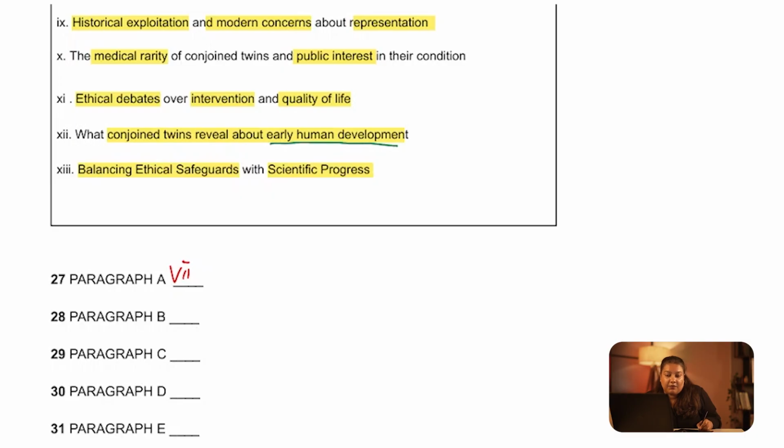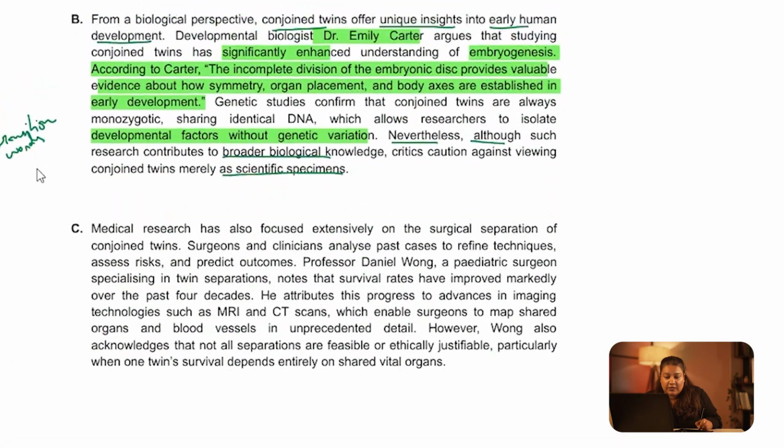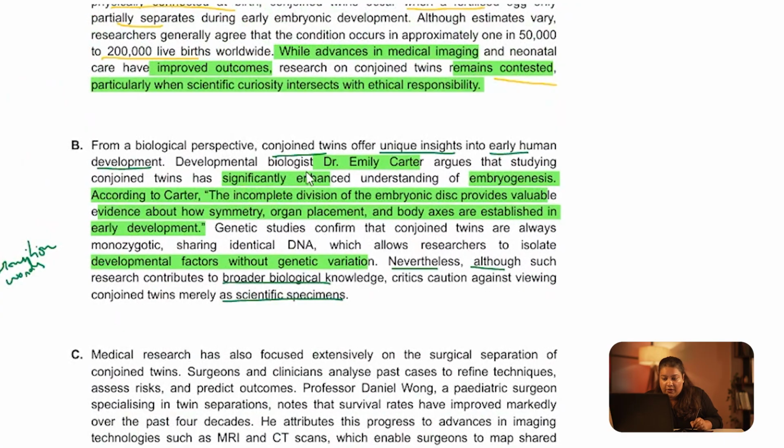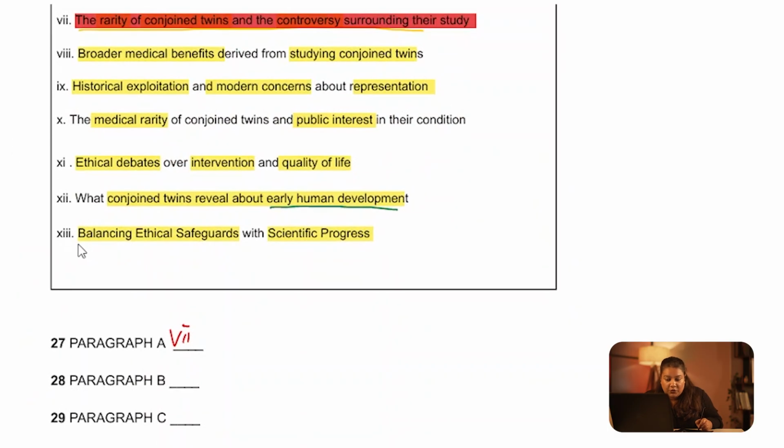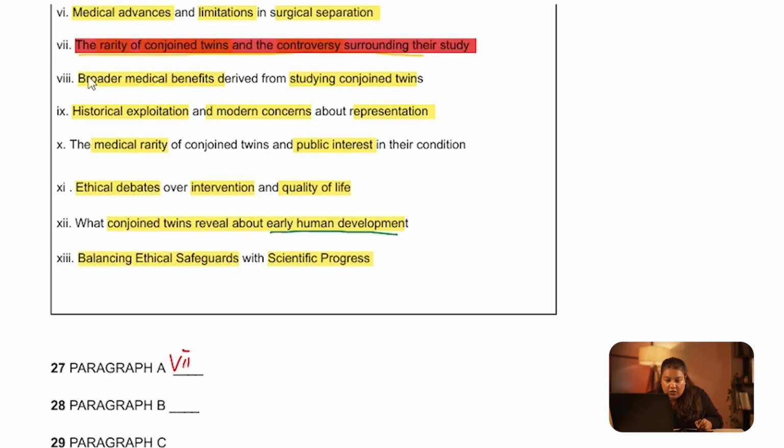Again, we had something talking about the early development and how it revealed each of this in the research, that is by Emily Carter. When she did the study, it described how the body's axis and symmetry are developed during the early development. So we will stick to option number 12, although option number 13 talks about ethical safeguards, which we did not come across in the paragraph. So I'll be eliminating this because we have already used it. Option number 12 is my answer.